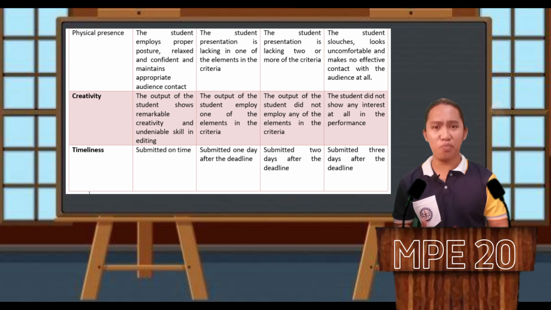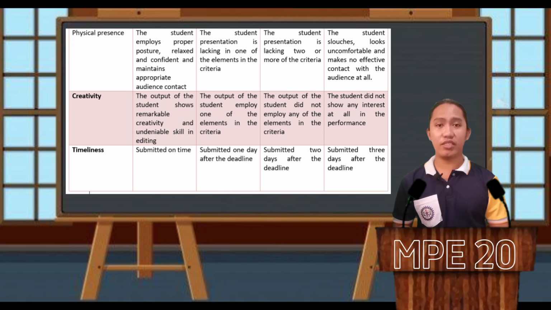Lastly, for the 2 points or the least score, the students did not show any interest at all in the performance. Ito yung mga gawa ng mga bata na pampasa lamang. Ganyan lamang. So that will be given 2 points. Mahahalata mo naman yun. Next, timeliness.